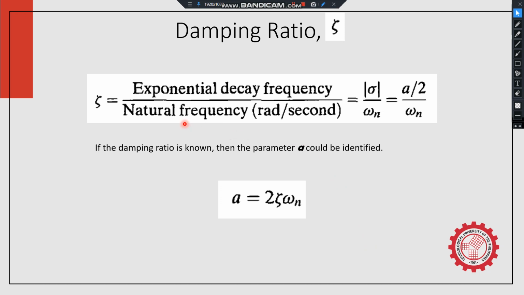So once more, this damping ratio could be written as the absolute value of this over the natural frequency, or A over 2 over the natural frequency. So if the damping ratio is known, then the parameter A could be identified. If this is given, then we could solve for A.